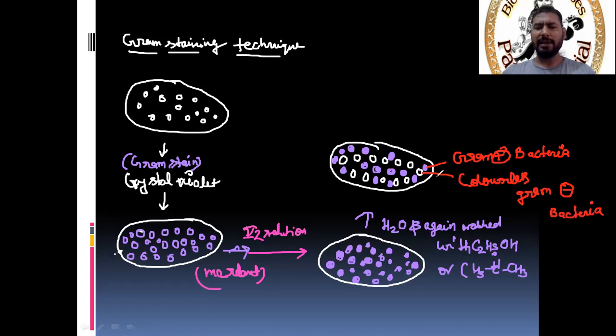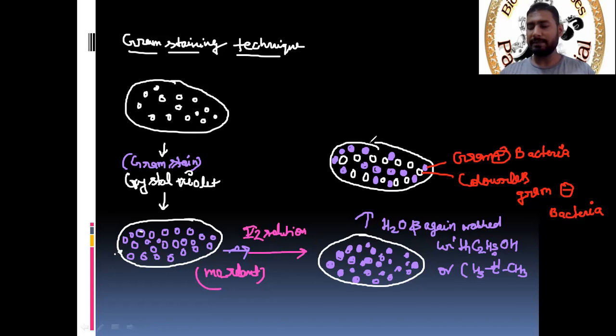So what we have seen after using ethyl alcohol or acetone, the decolorizing agent, for the washing purposes, is that they differentiate. We got two different types of colonies of bacteria. One which is colorless is called gram negative bacteria, while the other retains the purple color and is known as gram positive bacteria.